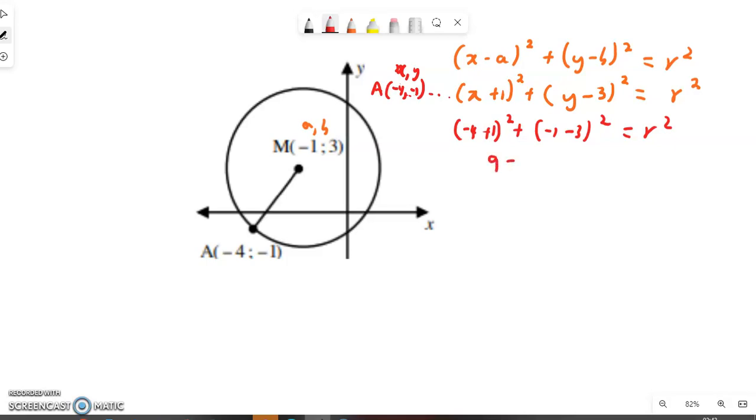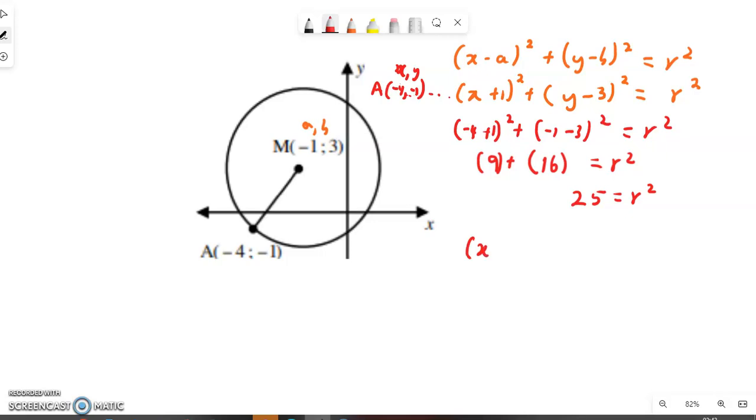It's 9 plus, -1 minus 3, it's -4 all squared. It's 16, is equal to r squared. So r squared is equal to 25.